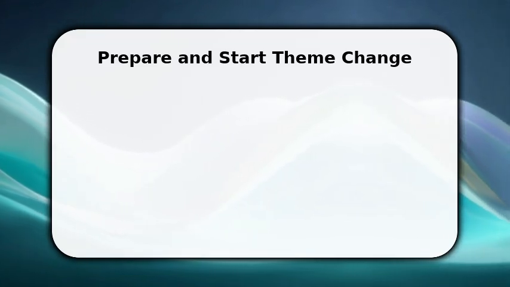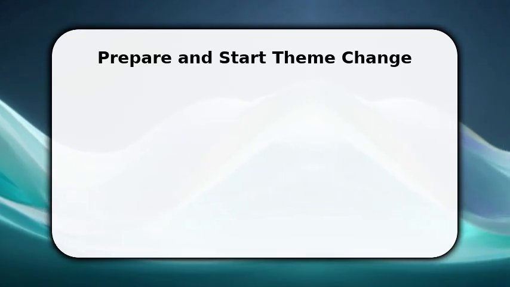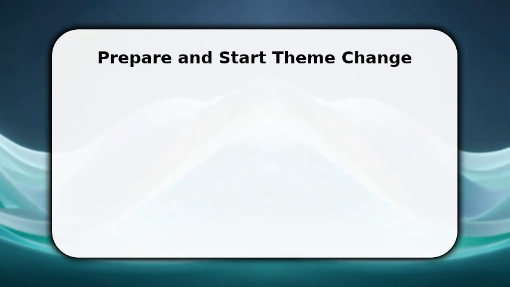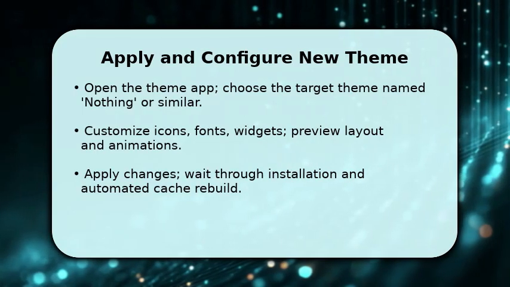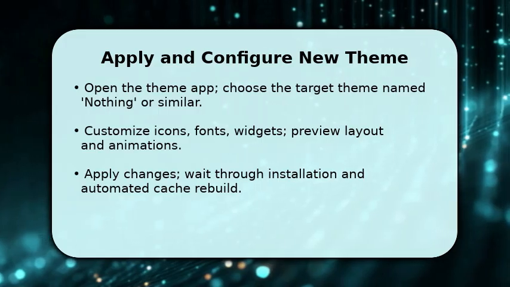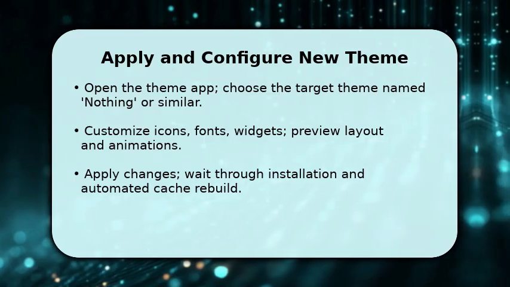You'll need to enable any developer or advanced theme toggles before progressing. This is a one-time step that prevents later errors and streamlines the actual theme swap. You open the theme app and select the target theme labeled Nothing or its equivalent. Then you customize icons, fonts, widgets, and layout. Use preview mode to confirm each change.